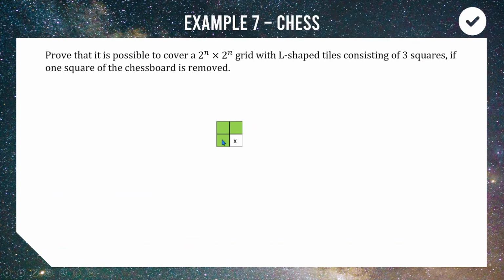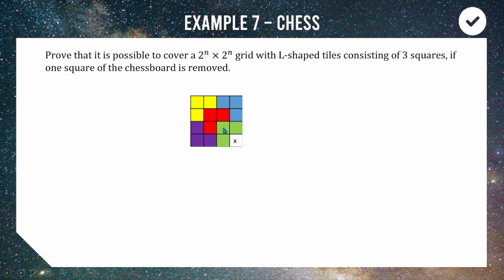Okay. Right here is our initial case. We've got a 2 to the 1 by 2 to the 1 chessboard. We've removed one of the squares, and then what we can do with the rest is cover it with a 3 tile L shape. Okay, so there is our 2 to the 1 chessboard. It works. First case done.